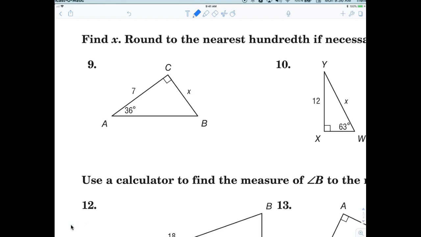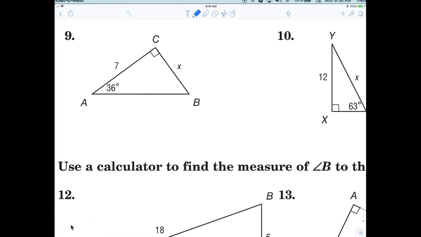Now on number 9, in the previous problems we were looking for angles. You now are able to figure out the side measure if they give you an angle. Look at number 9. I have 3 things: 36, 7, and an unknown. Your job is to tell me the relationship of x to angle 36. It's the opposite, and the 7 is the adjacent, so we know we're going to use tangent.